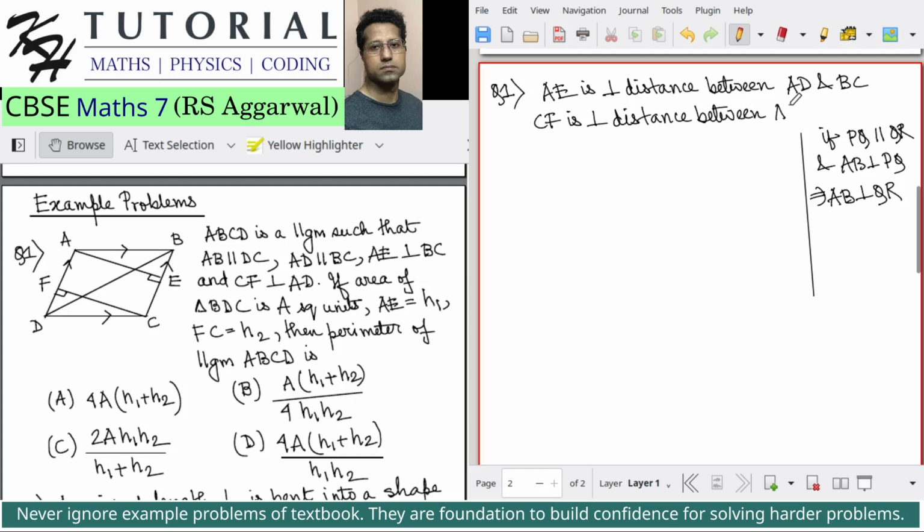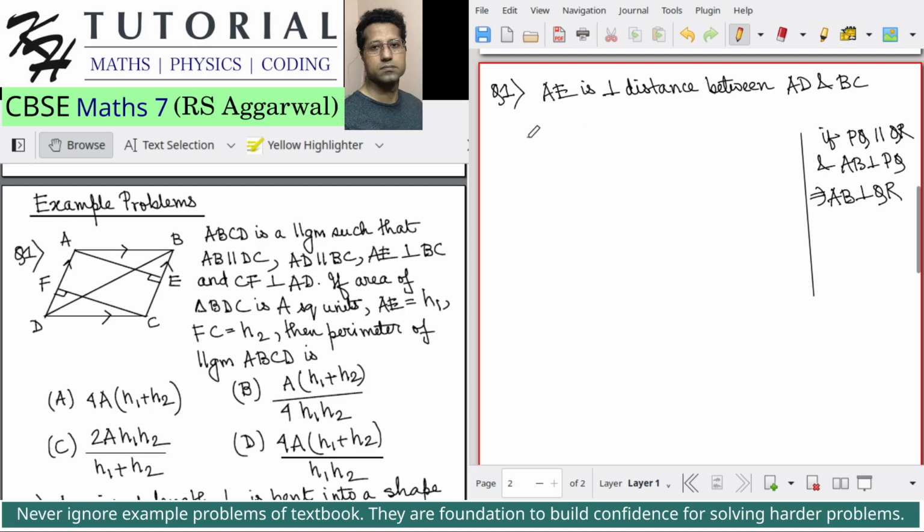Then perimeter of parallelogram ABCD is... I think there is a small mistake in the problem. I'm sorry, I made a mistake in framing the question. The CF should be perpendicular to AB.